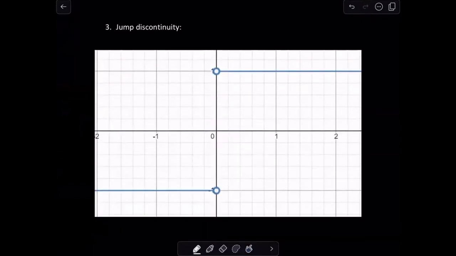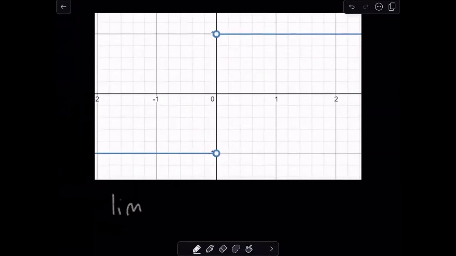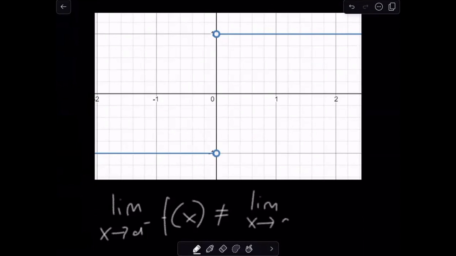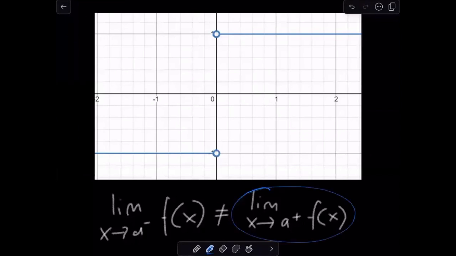And this one is really easy. This is where the limit as x approaches a from the left-hand side of f of x is equal to a number. So it's not equal to plus or minus infinity. It is equal to a number. And we also have the limit as x approaches a from the right-hand side of f of x. And this right-hand sided limit also has to be equal to a number. So if these were equal to plus or minus infinity, then we would say it is an infinite discontinuity.